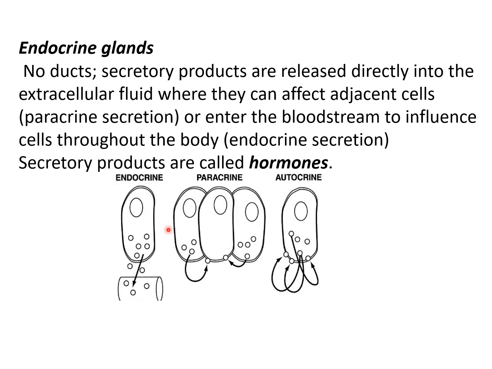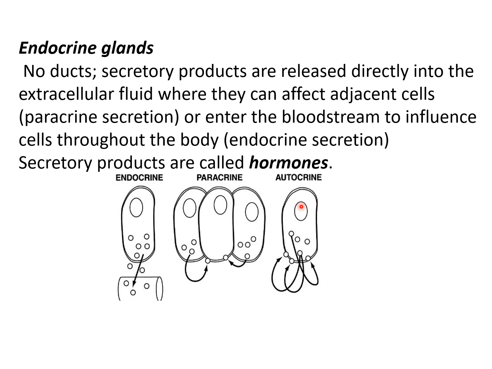Now, there are certain other modes of secretion also. For example, look at this particular figure. Here, this cell is secreting its secretion, which is acting on the neighboring cell. Similarly, the cell is also secreting its secretion, which is acting on its neighboring cells. So this mode of secretion is known as paracrine secretion.